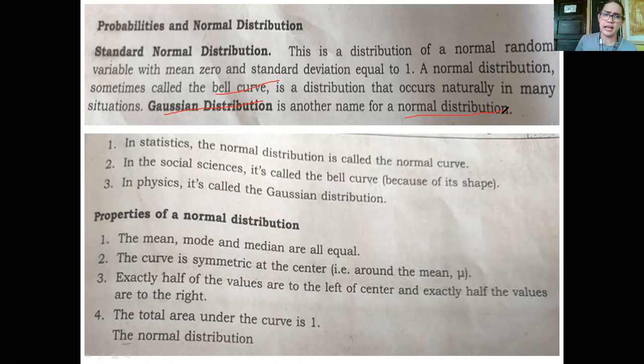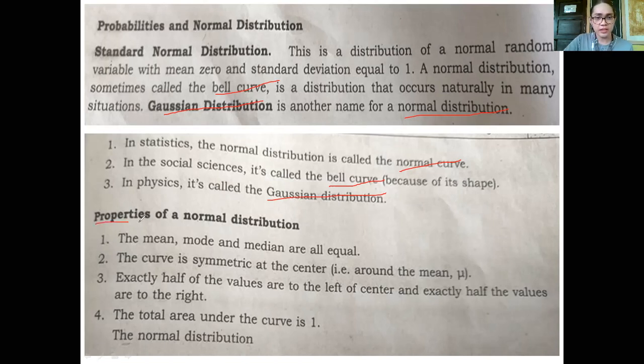So in statistics class, the normal distribution is called the normal curve. So if you encounter a normal curve, that means that your distribution of the data is normal, okay? So in the social sciences, it is called the bell curve. So bell curve is the term for normal distribution or a normal curve in social science because of its shape. That's why we call it bell-shaped or bell curve. In physics, it's called the Gaussian distribution. So it's very important for us to know the different terms used for the normal curve or normal distribution.